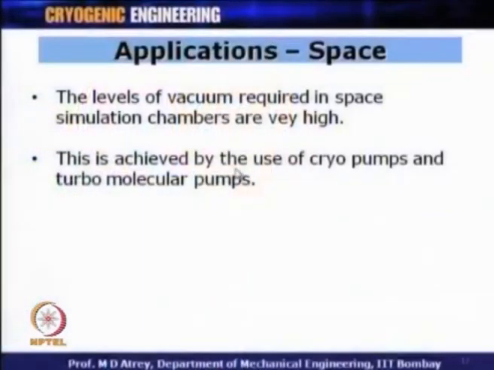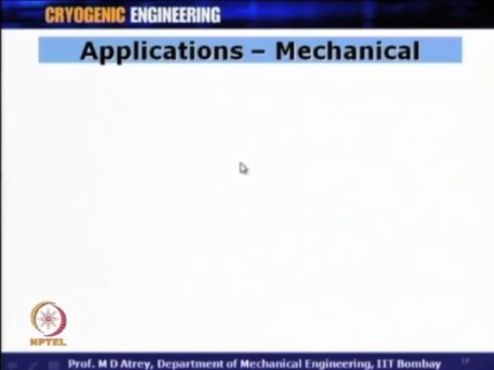It's a small test which is done on the ground, which simulates conditions in space, wherein the low temperatures are generated by different cryogens like liquid nitrogen, liquid oxygen, etc. At the same time, different levels of vacuum are required in space, and what do we do for this? We use cryo pumps or turbomolecular pumps. In this way, we can achieve lower and lower vacuums to simulate conditions like what it is in space. All right. These are very important applications of cryogenics in space.